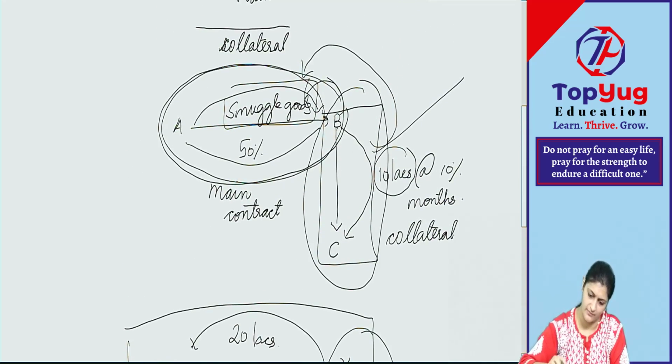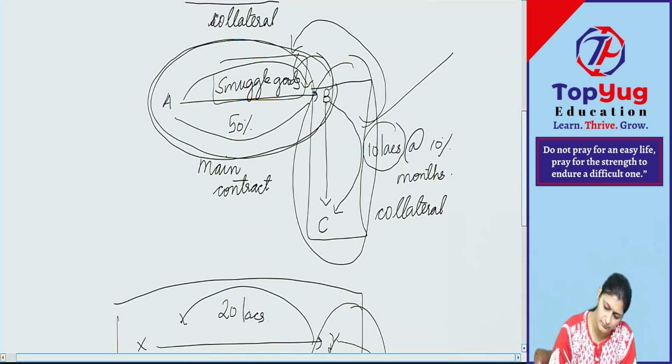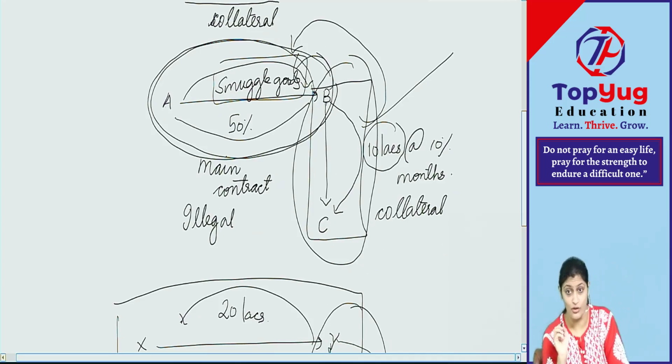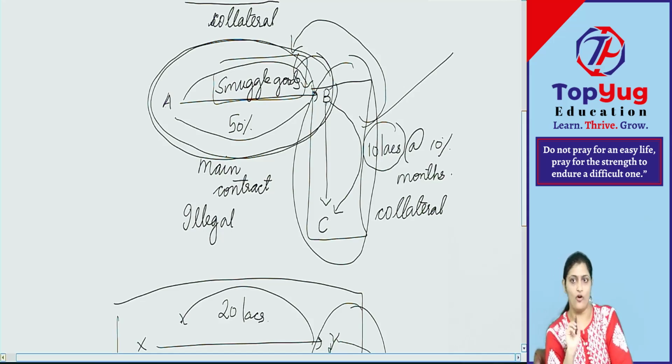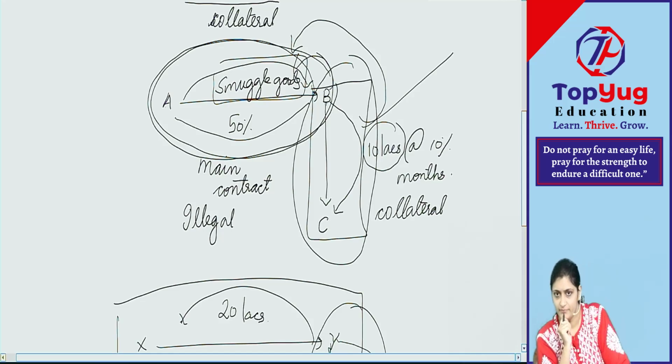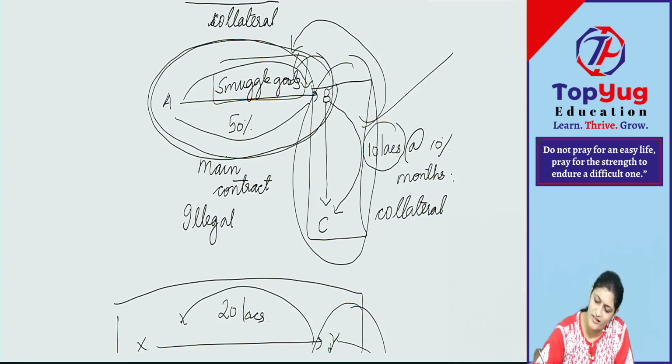You tell me this. The main contract is illegal. Not void. It is illegal. There is a difference between void and illegal contracts. Will the contract between B and C be valid or void or what? It will be valid? Law is not saying that. Law is saying that it will be void.